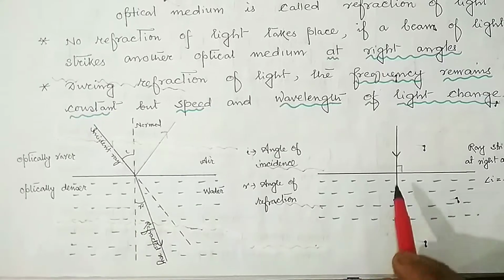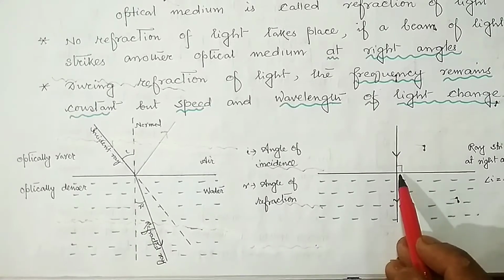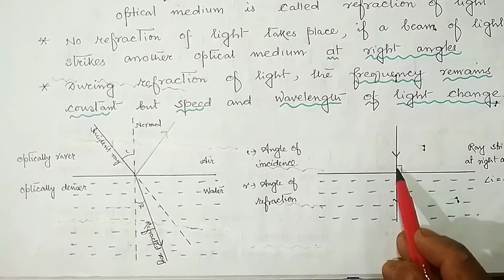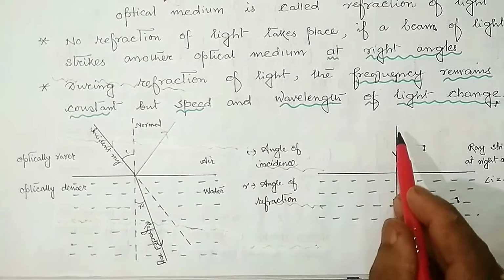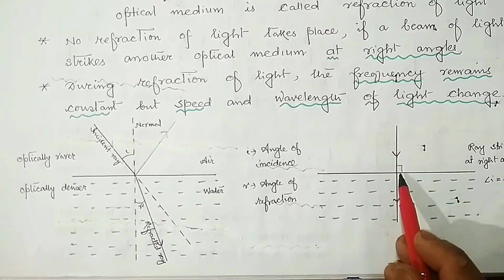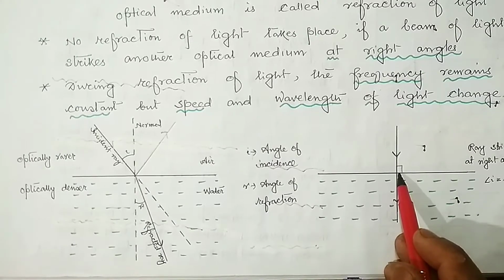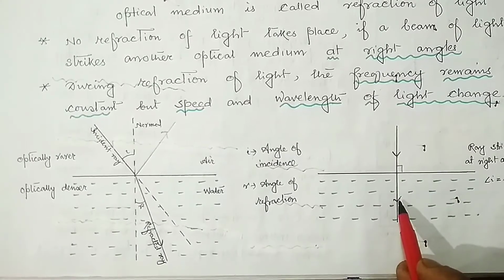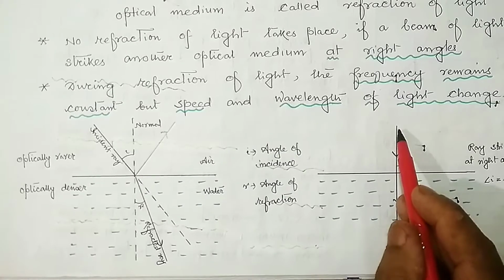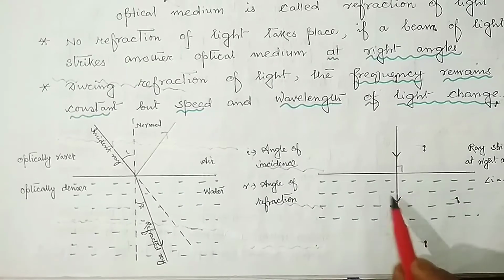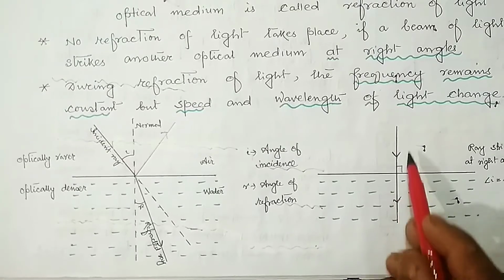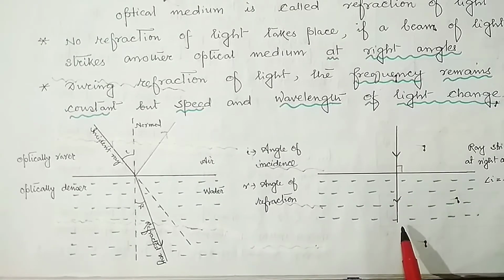Now, when a ray of light strikes at right angles, in that case incident ray and normal, both of them are in the same direction. So in that case, angle of incidence will be 0 and angle of refraction also will be 0, because we know no refraction of light takes place if a ray of light strikes another optical medium at right angles. So this ray will go straight without causing any refraction.